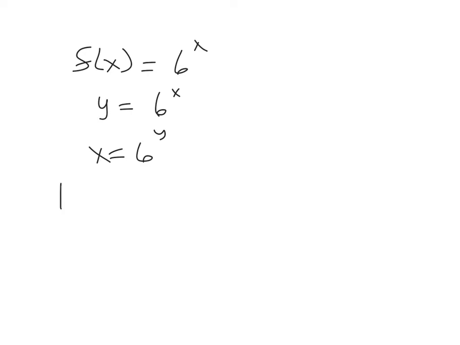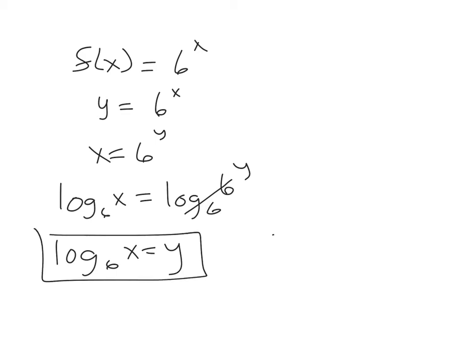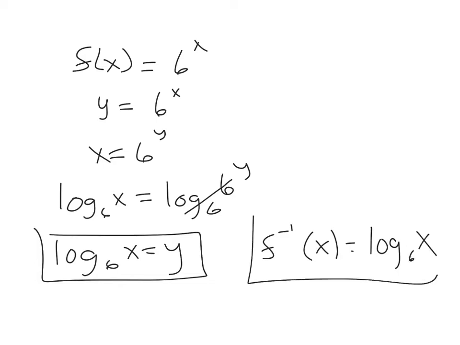So if I do the log base 6 of x on either side, we understand that these are going to simplify out, giving us log base 6 of x is equal to y. And so this right here is the inverse. And of course, remember, we like to write the inverse with the -1. It communicates to the reader that, hey, we're working with the inverse now. So both of which are acceptable ways of writing.